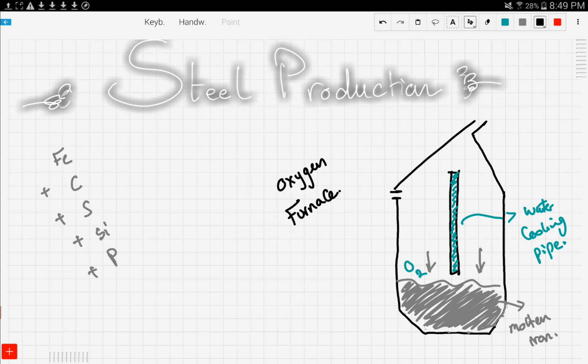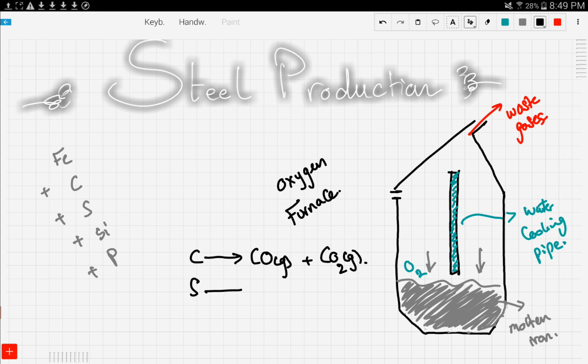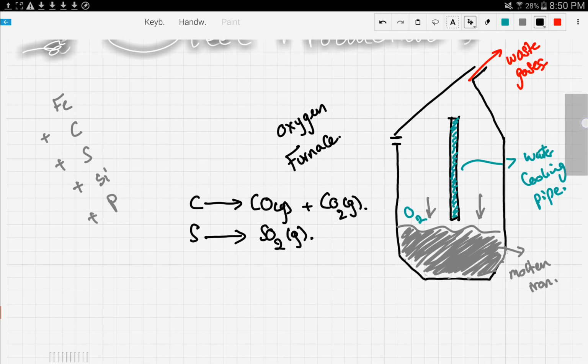And notice this, there is a reaction that happens. Well, the carbon that exists in the molten iron is oxidized to become carbon monoxide gas and carbon dioxide gas, and these gases escape here. So the waste gases escape here. Now another reaction occurs. Sulfur is also oxidized to produce sulfur dioxide gas, and also the sulfur dioxide escapes with the waste gases.